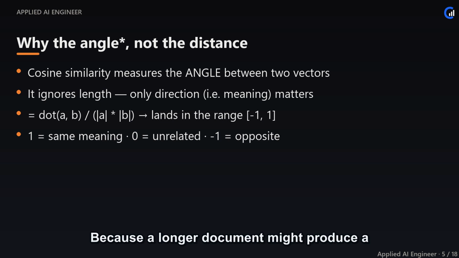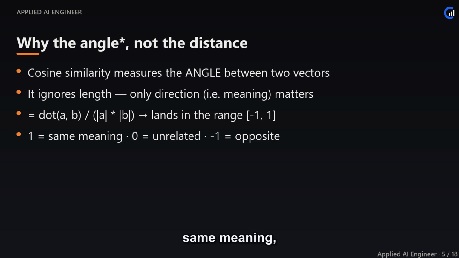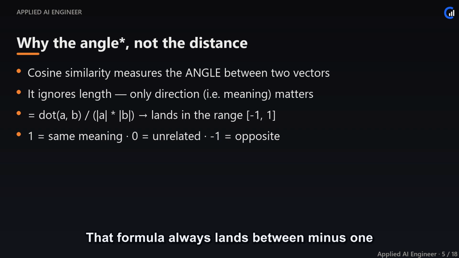Because a longer document might produce a longer vector pointing the same way, same meaning, different magnitude, and we don't want length to fool us. Cosine similarity is the dot product of the two vectors divided by the product of their lengths. That formula always lands between -1 and 1.